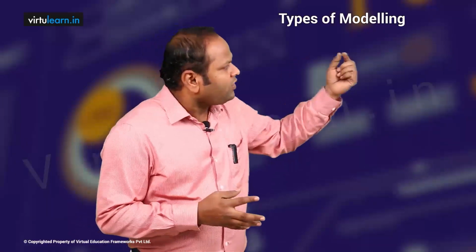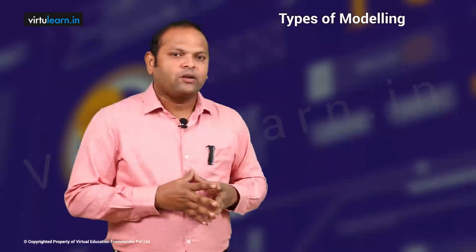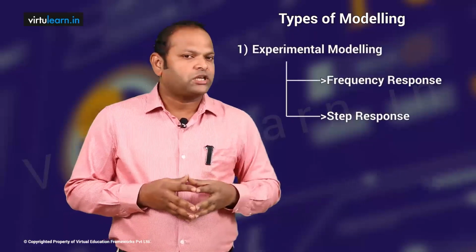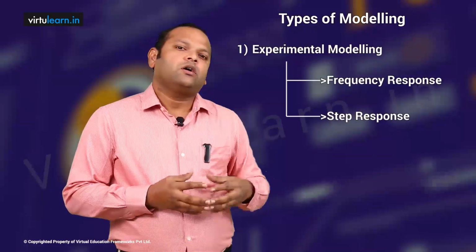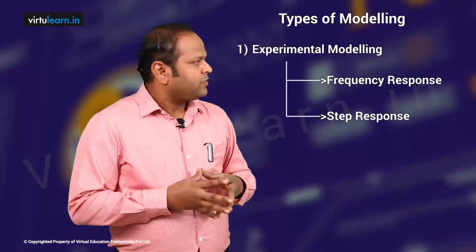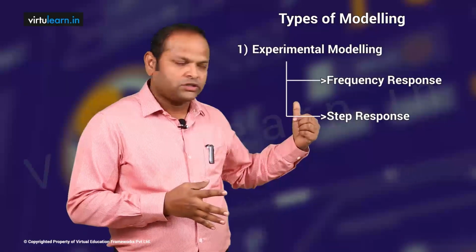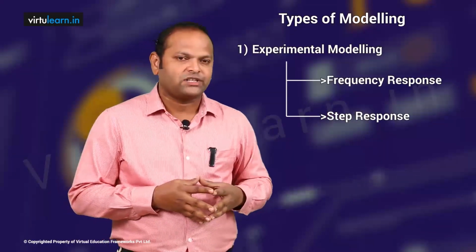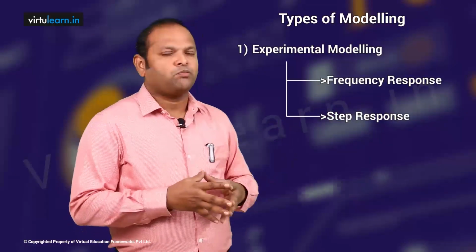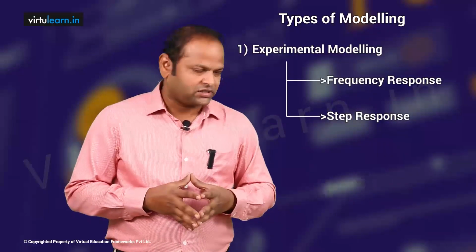One is experimental modeling, the other one is analytical modeling. In experimental modeling, we are going to do some experiment, and from the input and output data we can model the system. For example, if you have any system and I give a sinusoidal input and get the response of the system, the frequency response, then from the frequency response you can obtain the model of the system.